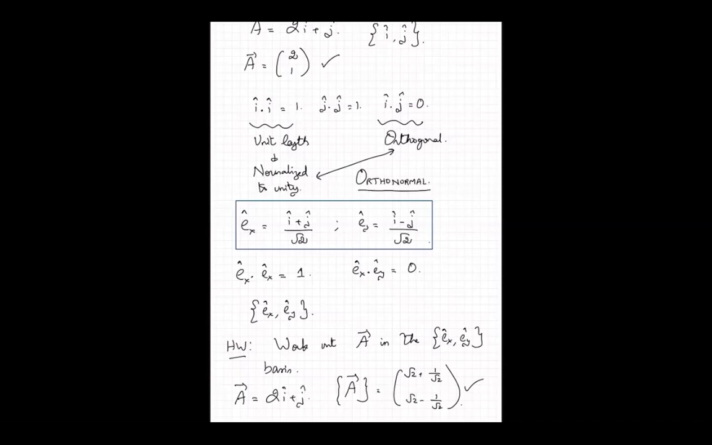If you calculate Ex dot Ex, you will find that it is equal to 1. And Ey dot Ey will also be equal to 1. So they are normalized to unity. And you will find that Ex dot Ey is equal to 0. So in that sense, they are orthogonal to each other.